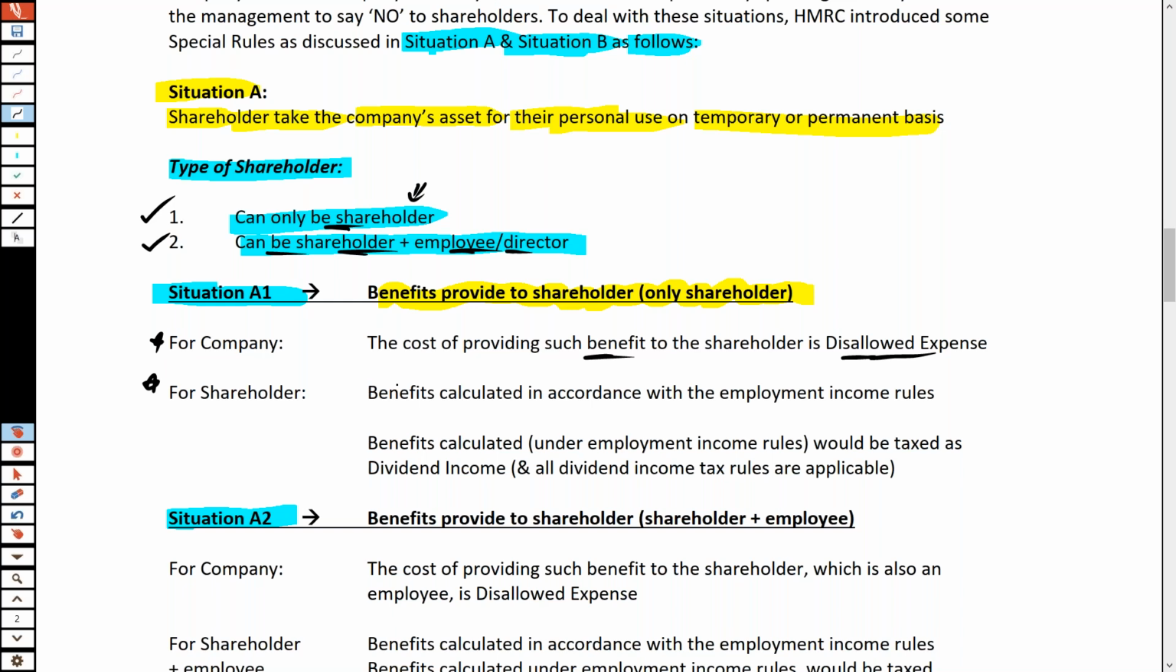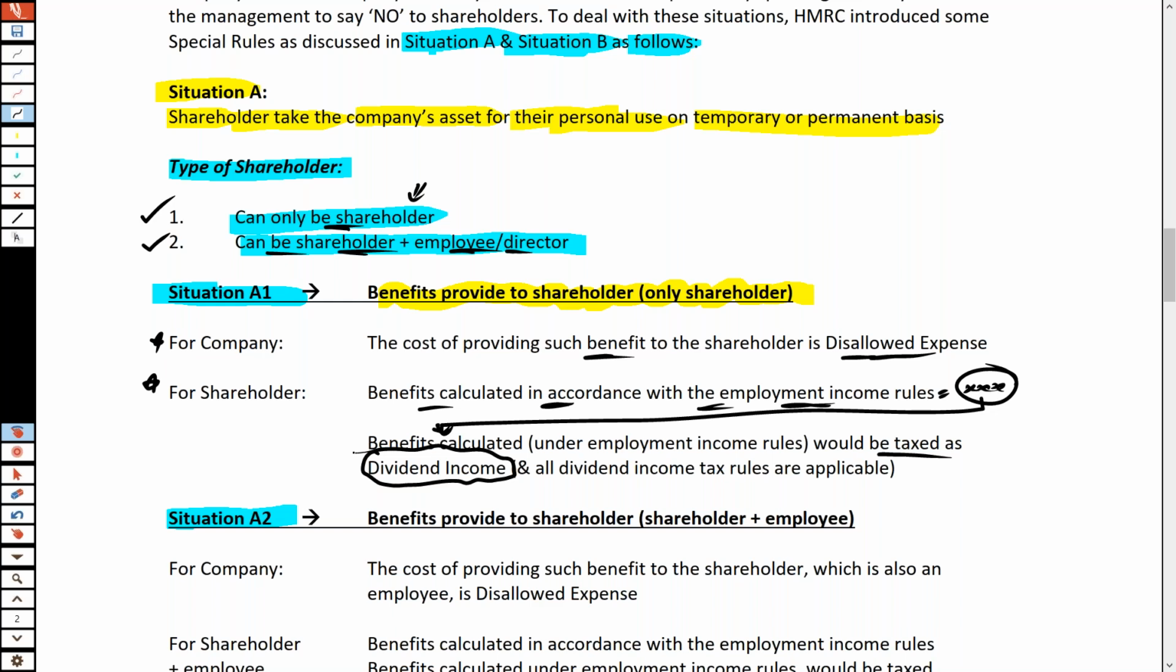For the shareholder, what are the implications? At the time of getting any asset, the shareholder is only a shareholder, not an employee. Any benefit is calculated in accordance with the employment income rules. HMRC asks you to calculate the taxable benefit as we normally calculate under employment income at the time of providing any asset, where we calculate the asset usage benefit for an employee. But after the calculation, the benefit calculated under employment income rules would be taxed as dividend income for that shareholder, because that person is only a shareholder in the company, not an employee.